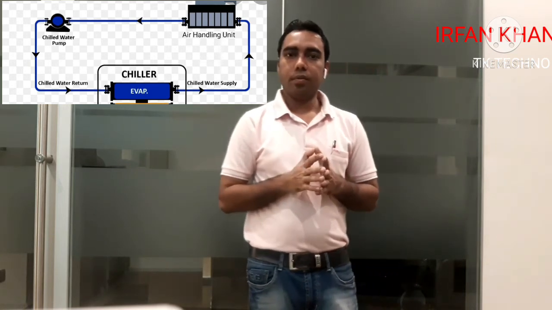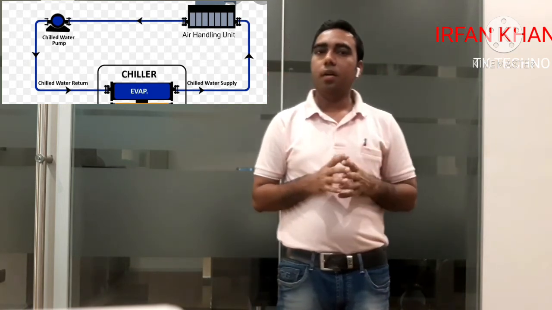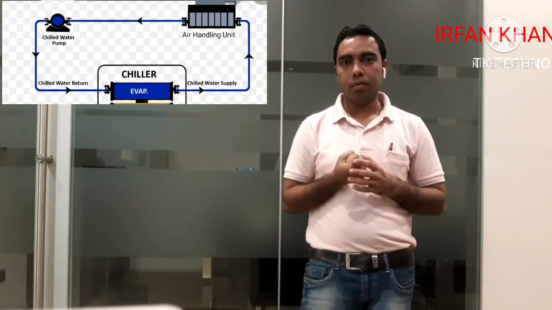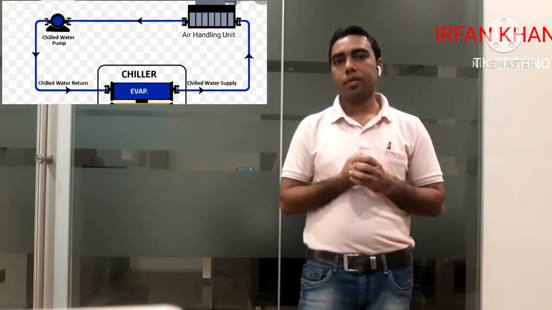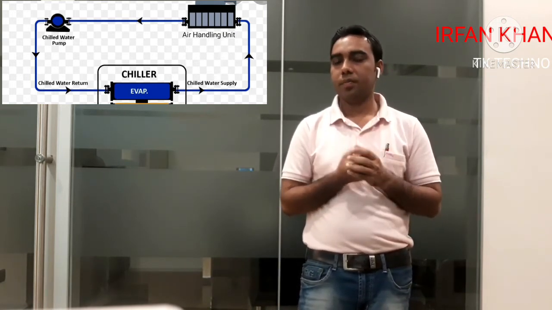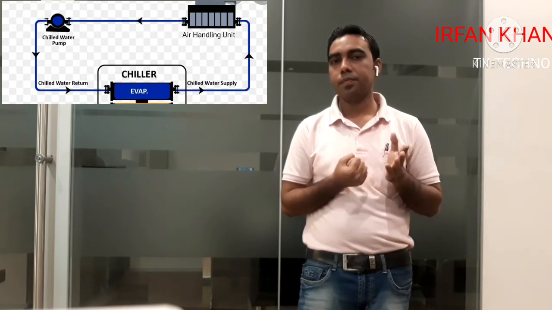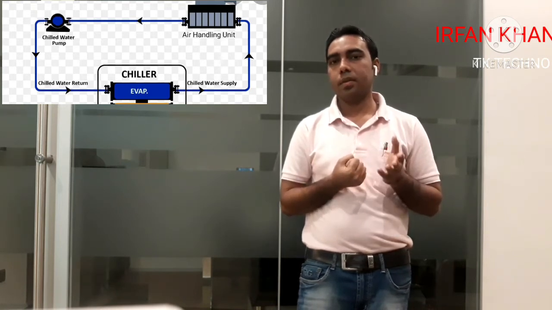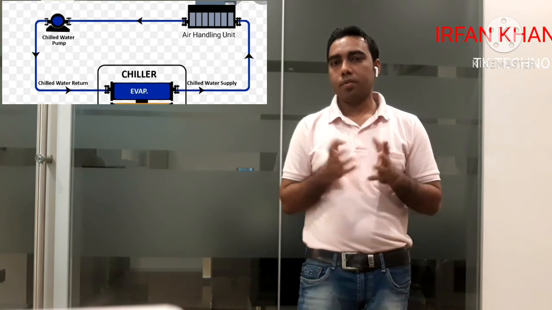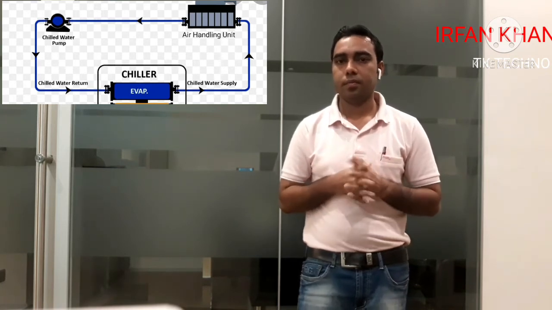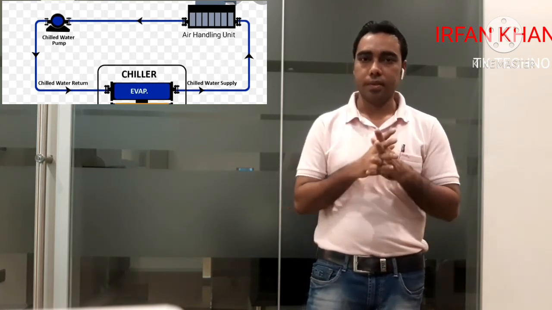When the temperature of water is low, then the volume of the water will also get low. Then it requires water. Then this expansion tank will provide the water to chiller. Now the chilled water cycle is complete.